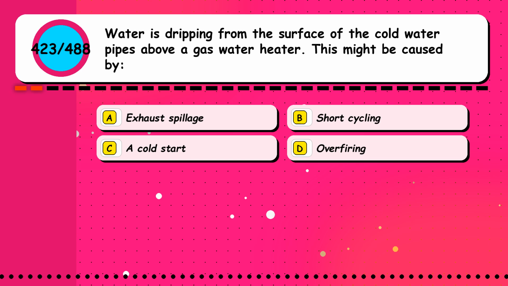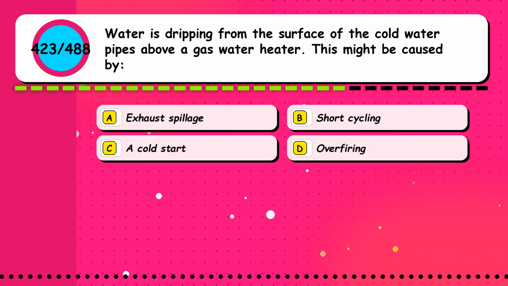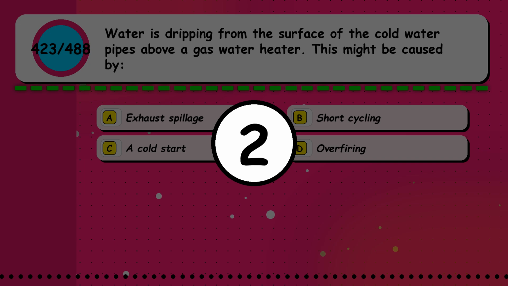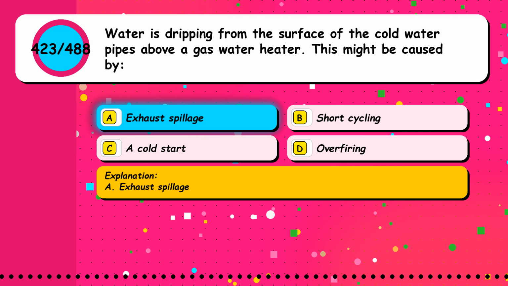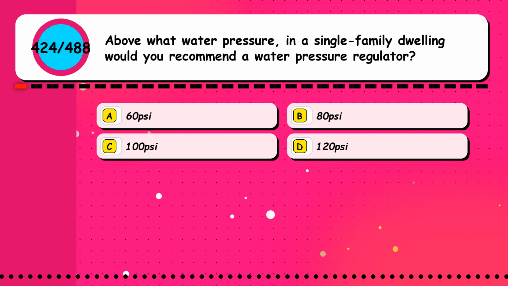Question 423. Water is dripping from the surface of the cold water pipes above a gas water heater. This might be caused by: option A, exhaust spillage. Option B, short cycling. Option C, a cold start. Option D, overfiring. The correct answer is option A, exhaust spillage.